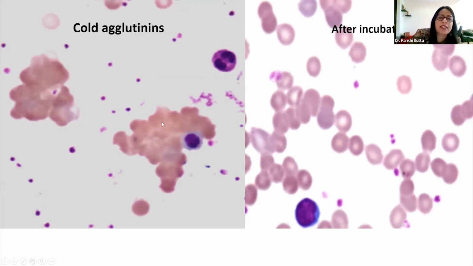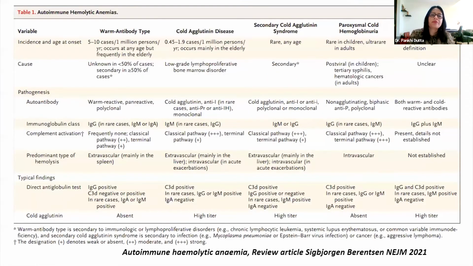So the only thing that can be released from the RBCs is just the hemoglobin, because for hemoglobin to be measured, RBCs would be lysed, so it would not be affected by cold agglutinins. So the CBC finding is very, very peculiar.